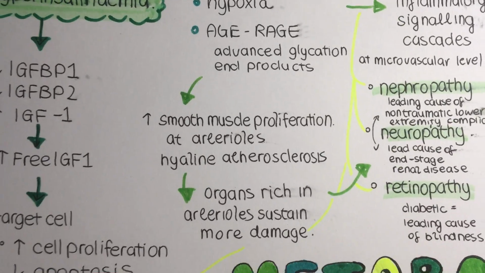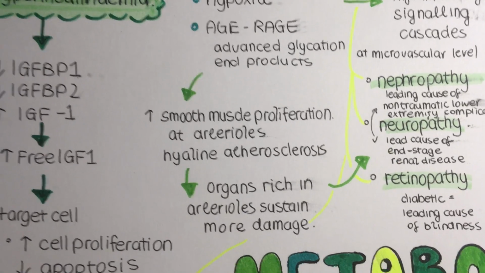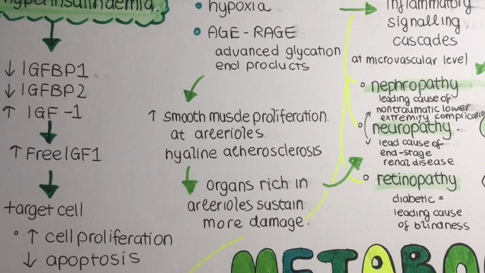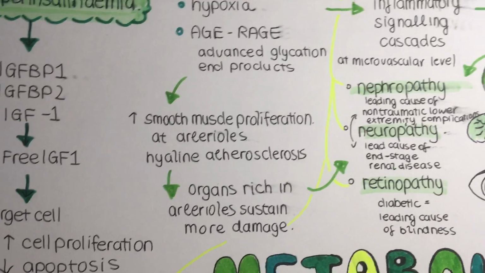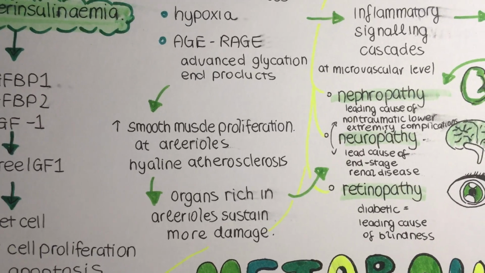This increases smooth muscle proliferation at the arterioles, also known as hyaline atherosclerosis. In other words, organs which are rich in arterioles will sustain more damage.